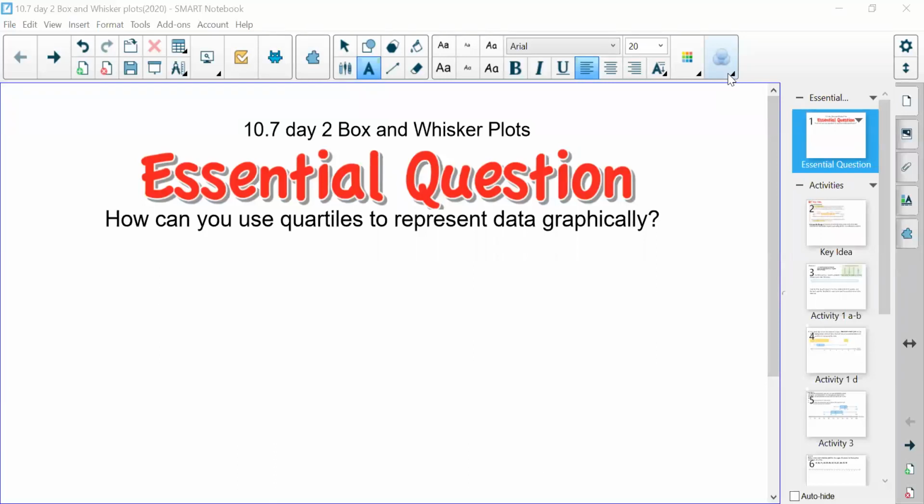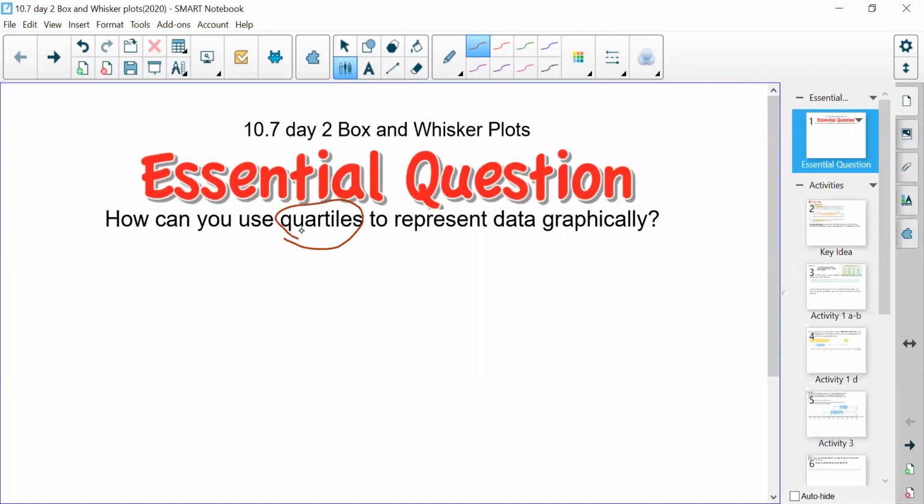Okay, so our essential question today is, how can you use quartiles to represent data graphically? We always say a picture is worth 1,000 words, right? So we're going to make a picture out of data. Interesting. So what we're looking for is quartiles. Now think about what that word might mean. If a quarter is 1/4 of a dollar, don't you think quartiles might have something to do with 1/4?